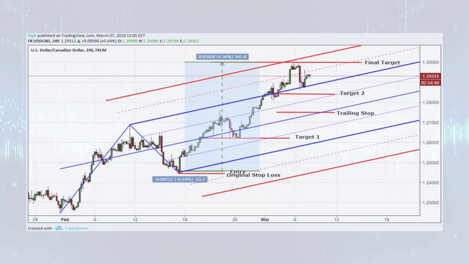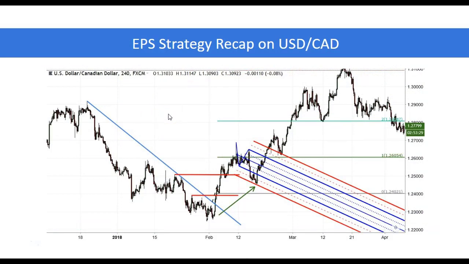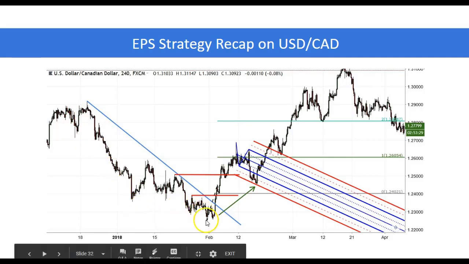Here we have the US dollar Canadian pair on the 4-hour time frame, and this was actually a trade setup that myself and my members took last year. So just to run through the process very quickly, price was moving downwards at the later part of 2017 and into February 2018 in a downward trend, or intermediate downwards trend.